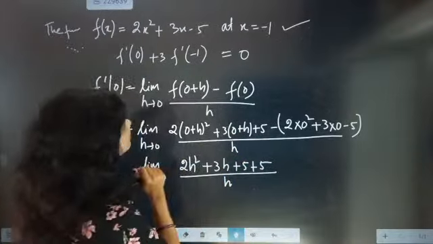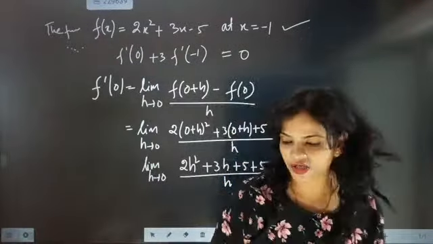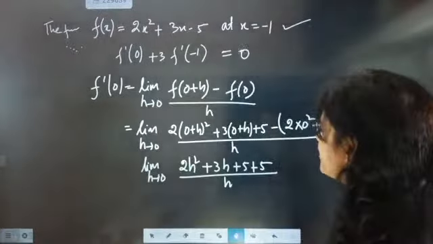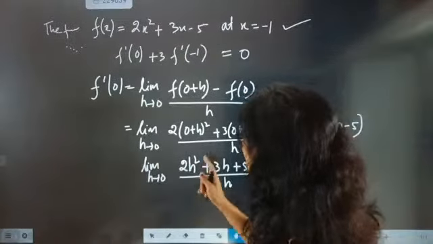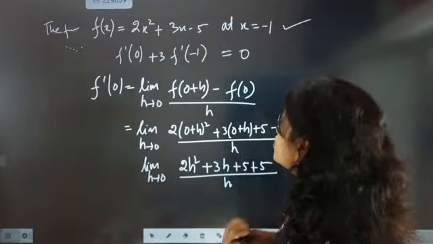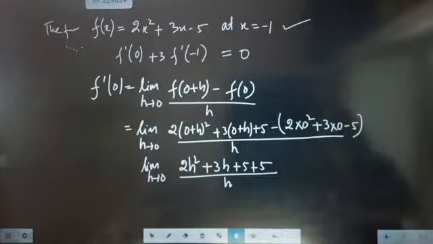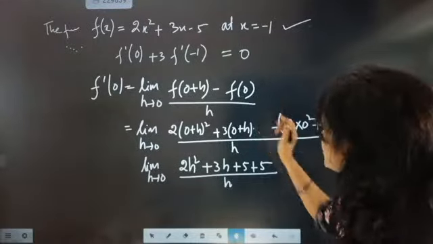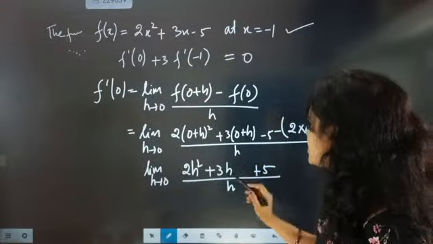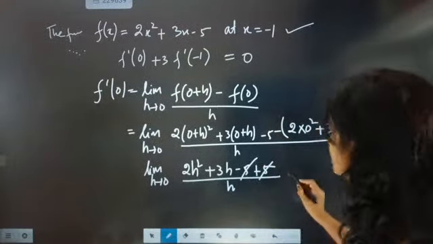Okay, f dash 0 we are going to substitute. So f dash 0 is coming as 3, because here 2 is there. So 0 plus h, it is going to be 0 plus h whole square plus 3h minus 5. Okay, minus 5 plus 5 is going to kill each other.